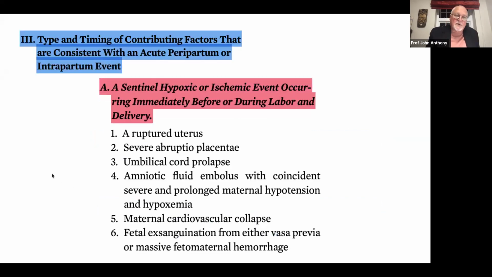And again, there's no time to go through this. I just want to show you that this paragraph 3, type and timing of contributing factors that are consistent with an acute peripartum or intrapartum event, are either sentinel events. And here they list what a sentinel event is. And it's this and nothing else, ladies and gentlemen, nothing else.